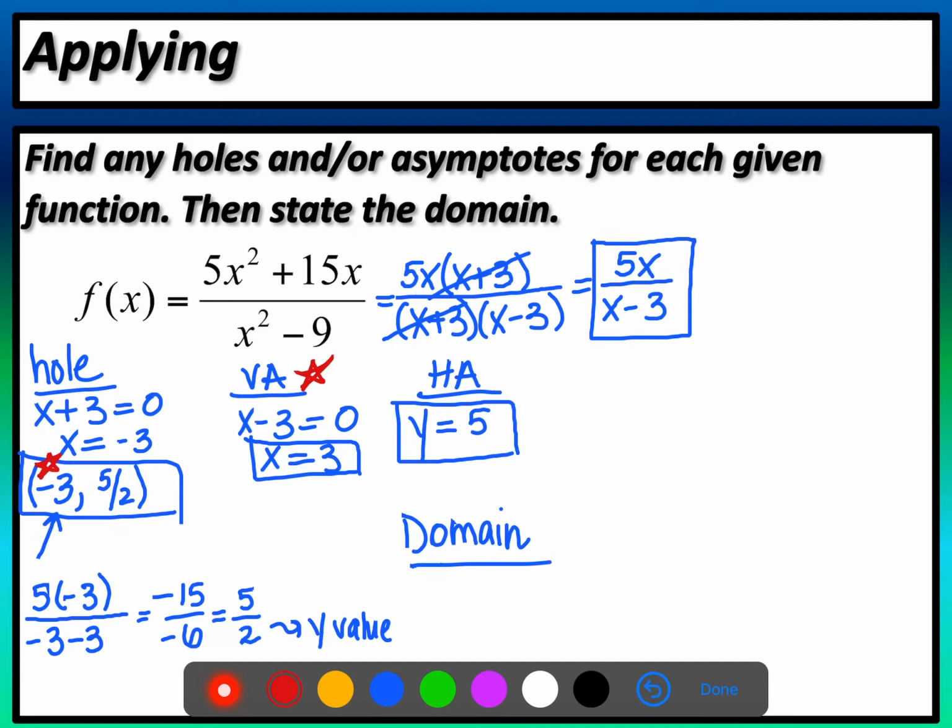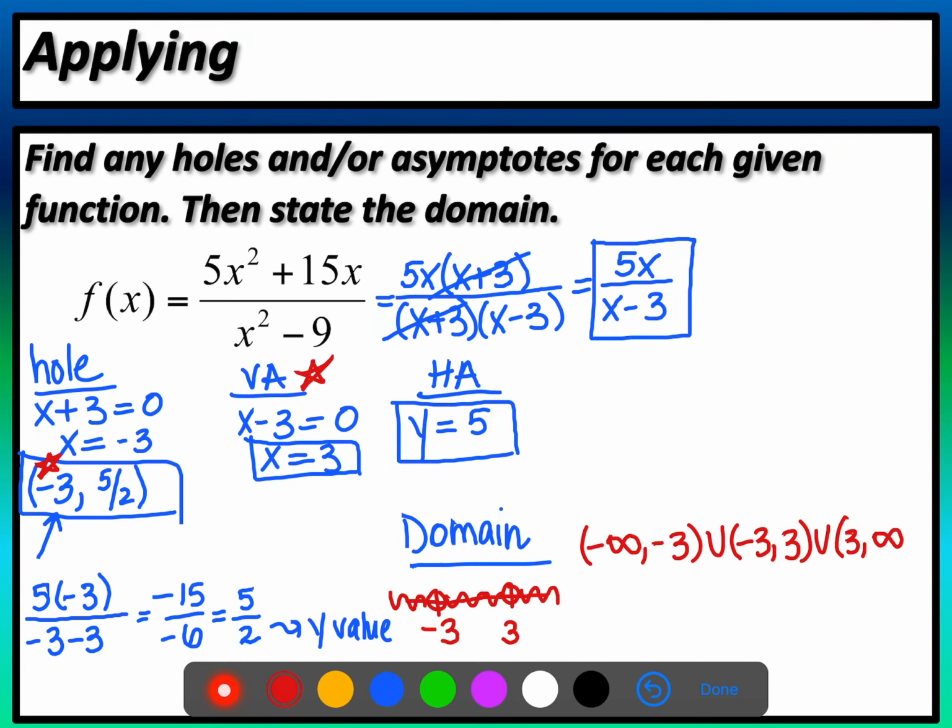So this example right here, this puts the entire lesson together. Okay, so we are now excluding -3 and +3 from our domain. Both of those make it undefined for their own separate reasons. One is a hole, one is a vertical asymptote. So my domain here, -∞ to -3, union -3 to 3, union 3 to infinity.